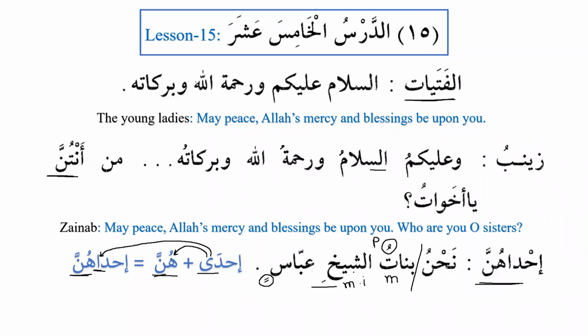We know that ash-shaykh is definite and Abbas is also definite. Both of them are marifa. Ash-shaykh is majroor and Abbasin is also majroor. Ash-shaykh is singular and Abbas is also singular. Ash-shaykh is masculine and Abbas is also masculine. So this is called al-badal, which is called substitute.